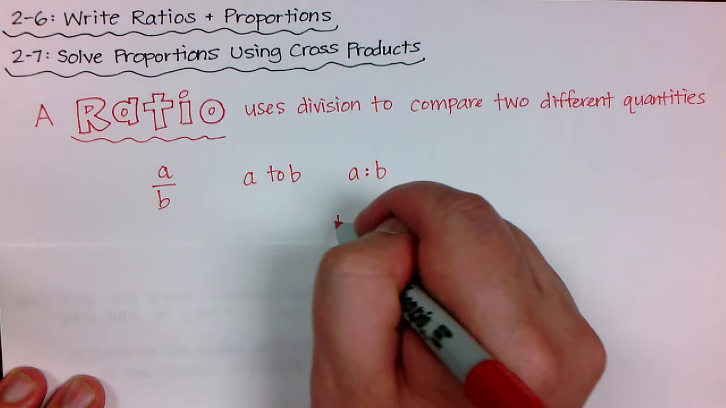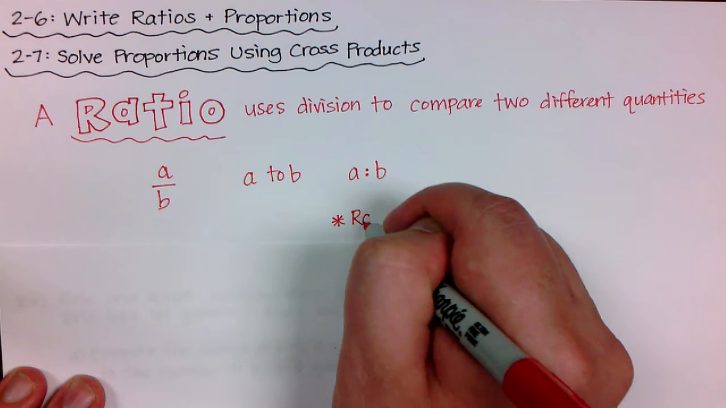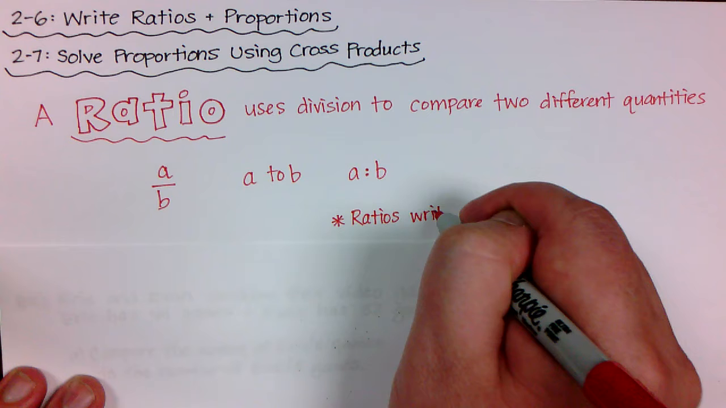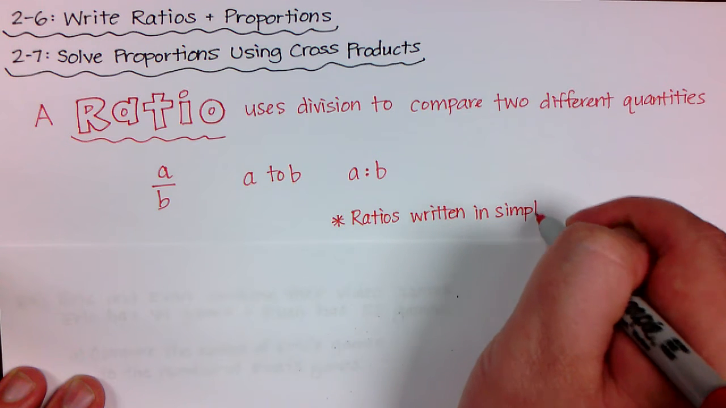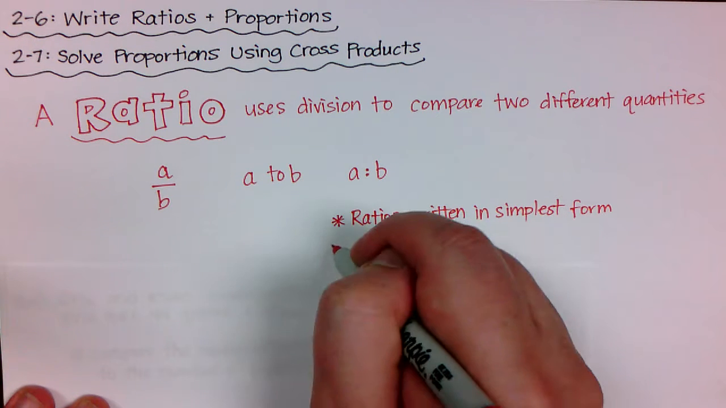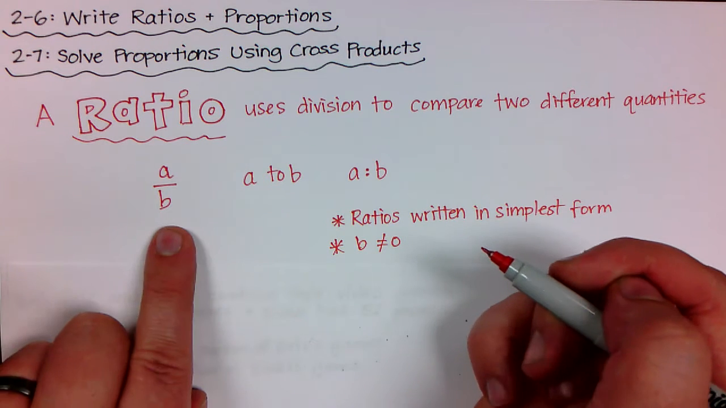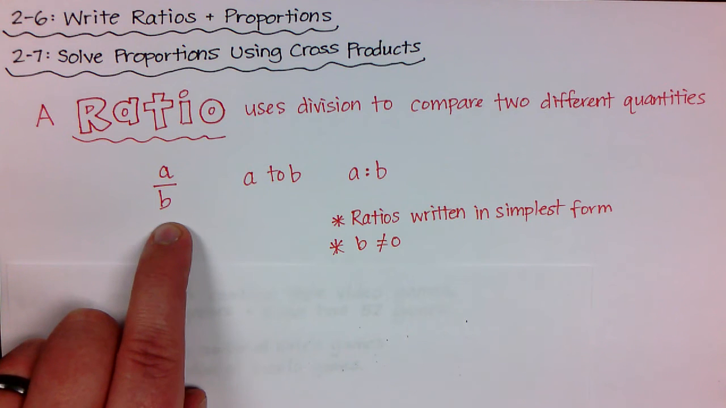So things that you need to remember, though, whenever you're writing a ratio, is that ratios need to be written in simplest form. And also, I want you to remember that B cannot equal 0, because when I write it as a fraction in that form, I know that I cannot have a fraction with the number 0 on the bottom. Okay, so those are just some things to remember.